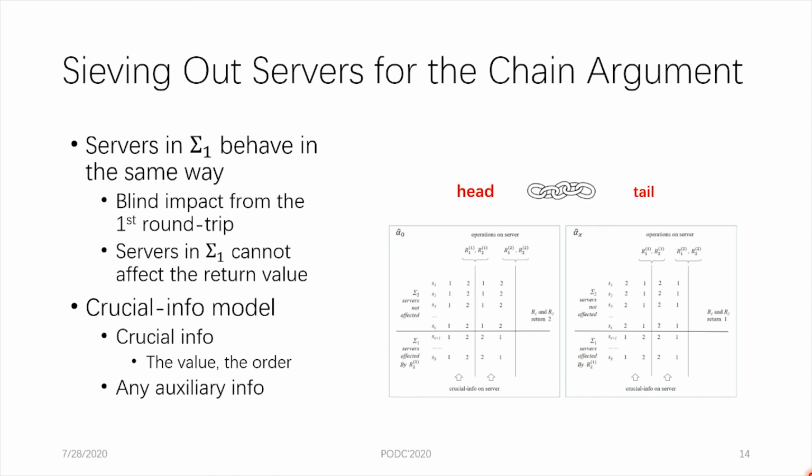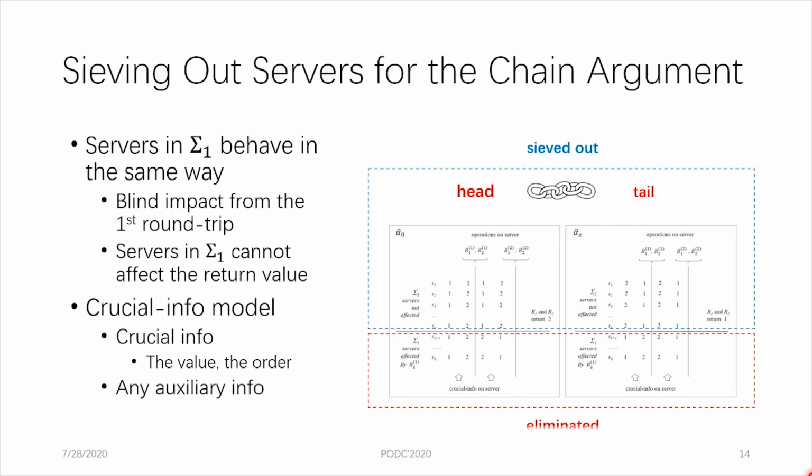We prove that read operations will return different values in the head and tail executions. Well, we will see that servers in sigma 1 behave exactly the same in both executions. So these servers cannot decide the return value and can be safely eliminated logically. So our three-phase chain argument will still be connected on the remaining servers in sigma 2, and these servers will not be affected by the first round trip of R2.